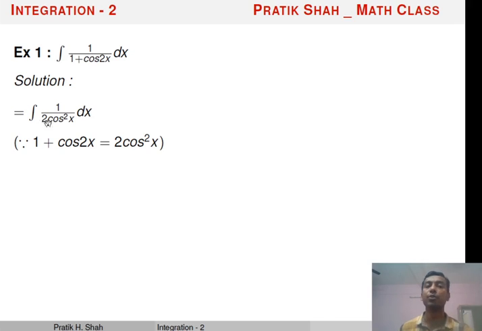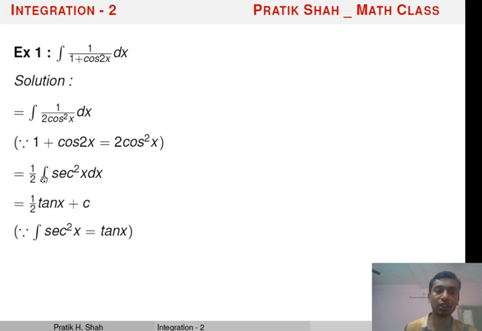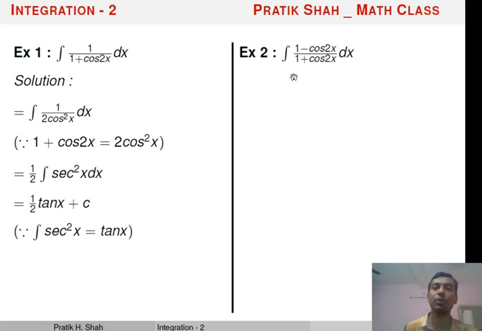Now 2 is a constant, so we can move it outside. So we get 1 by 2 times integration of 1 upon cos square x, which is sec square x dx, and we know that integration of sec square x is tan x. So 1 by 2 as it is, tan x plus c, arbitrary constant. So this is the answer. Let's have example number 2.